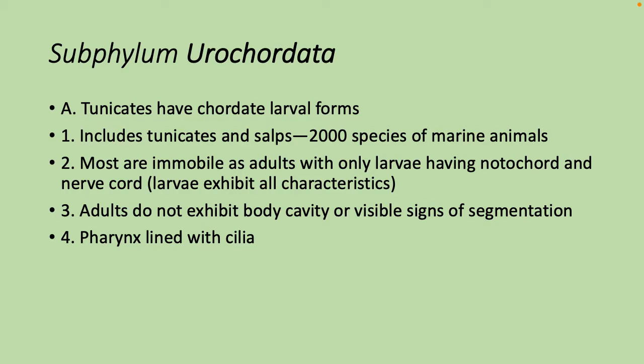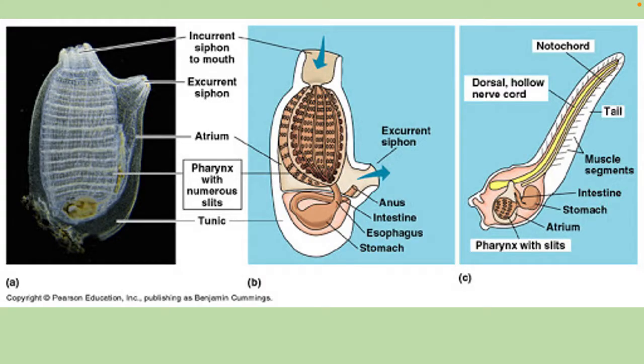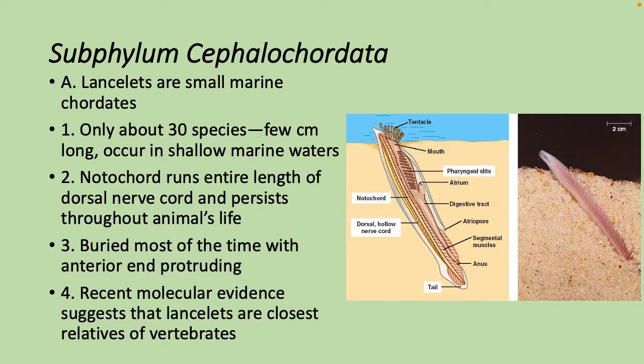Okay, so just a diagram showing you what in the world do tunicates and salps look like here. So tunicates right here. We have an incurrent siphon where it comes in, excurrent comes out. Here's the pharynx with numerous slits and also covered with cilia. And then this is the larval stage where it exhibits all four characteristics of a chordate, but then loses them in its adult form.